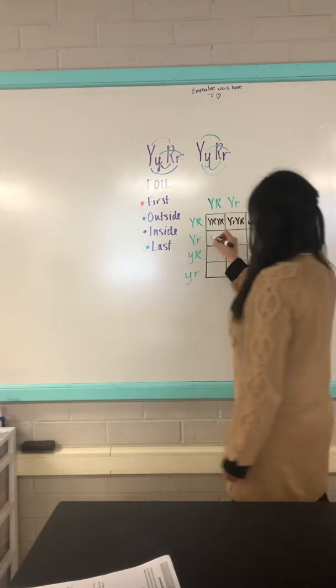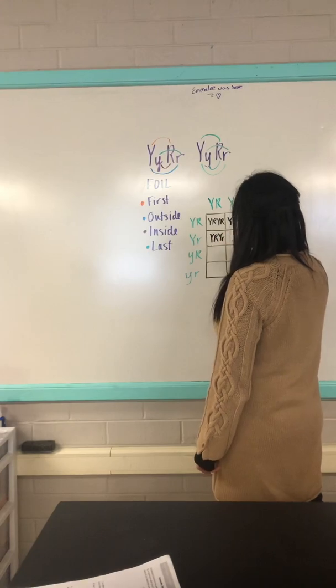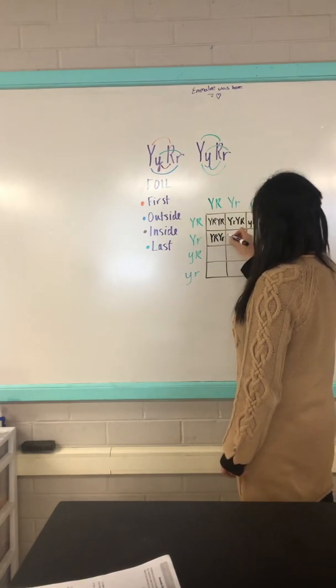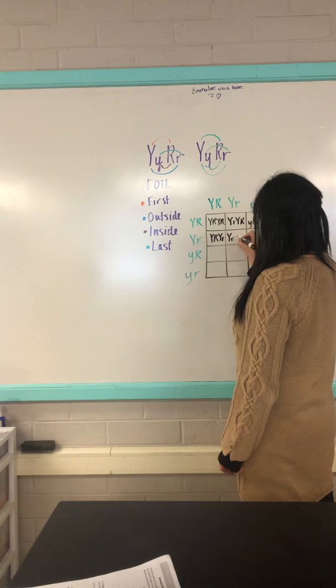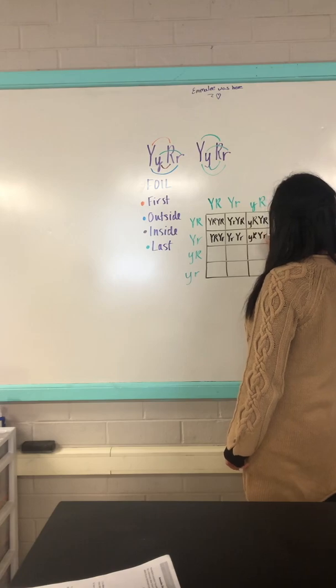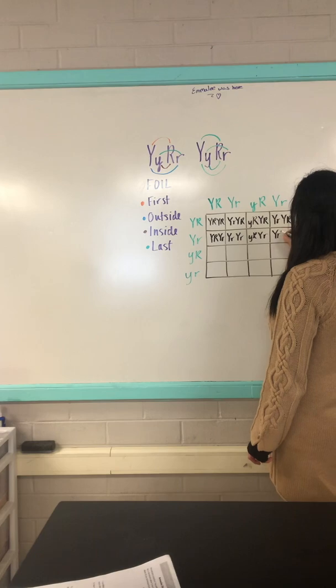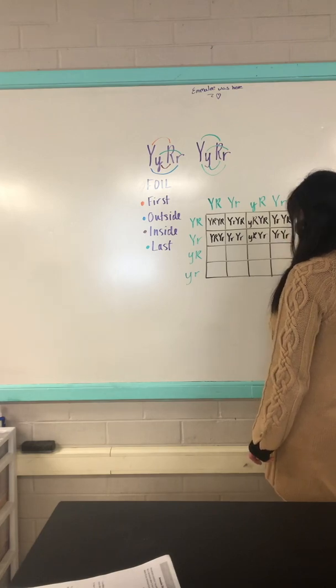Okay, now we're going to move down. So we have big Y, big R, big Y, little r. What's going to go in this one? Big Y, little R. Big Y, little R. And this one? Little Y, big R. Big Y, little R. This one? Big Y, little R. Big Y, little R. Okay.